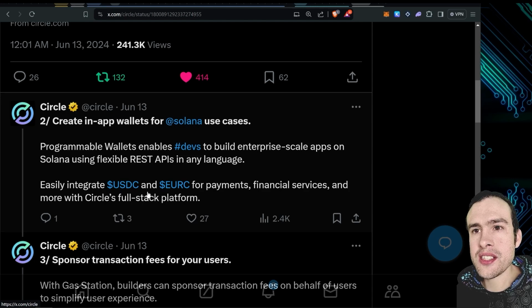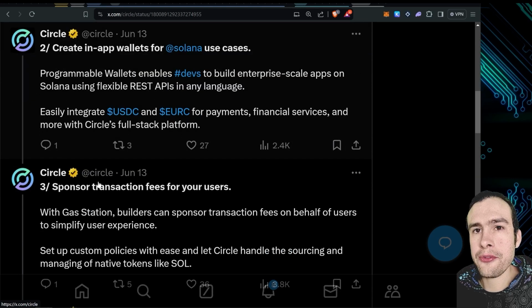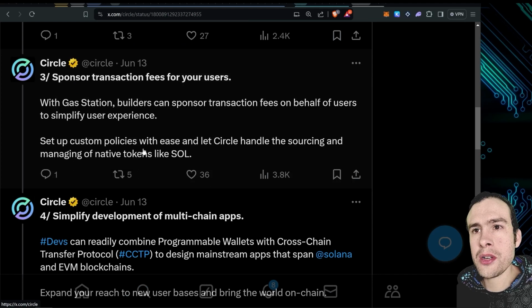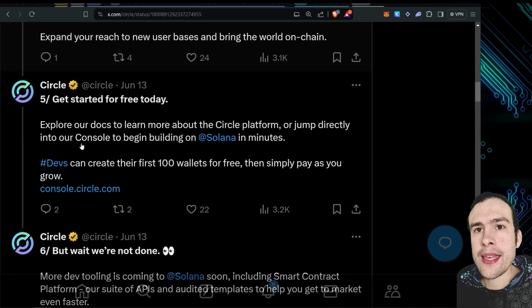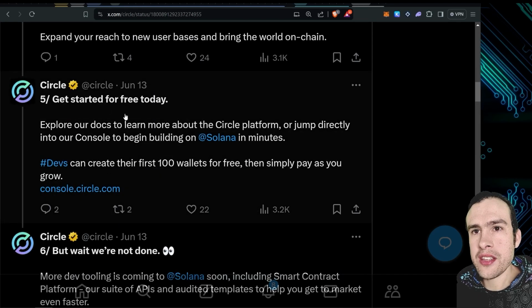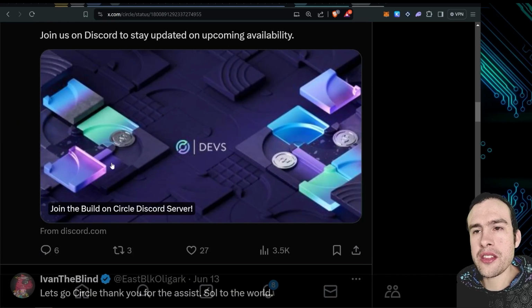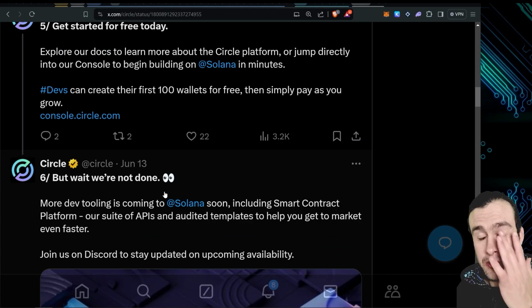Easily integrate USDC and EURC for payments, that's Euro, financial services, and more with Circle's full-stack development platform, so you can sponsor transaction fees for your users. With Gas Station, builders can sponsor transaction fees on behalf of users to simplify the user experience. Set up custom policies with ease and let Circle handle the sourcing and management of native tokens like SOL and more. They're just talking about getting started free today, all that sort of stuff, so you can come over and read the whole thing. This is huge. I think this is really cool, but really that's not all.